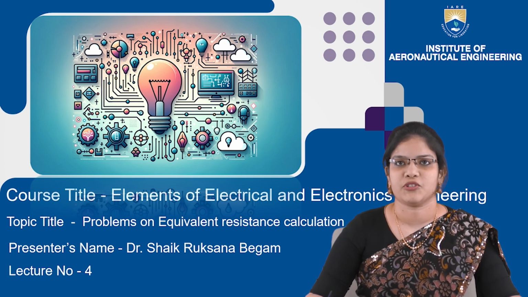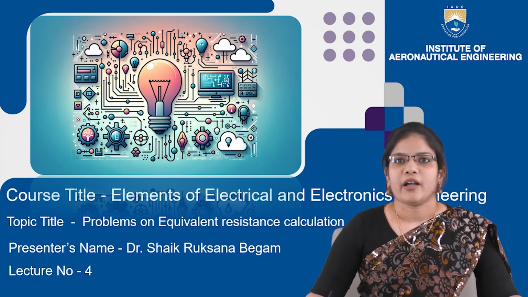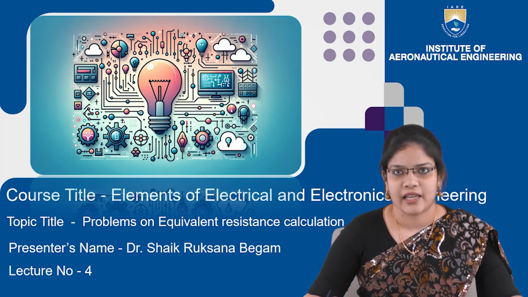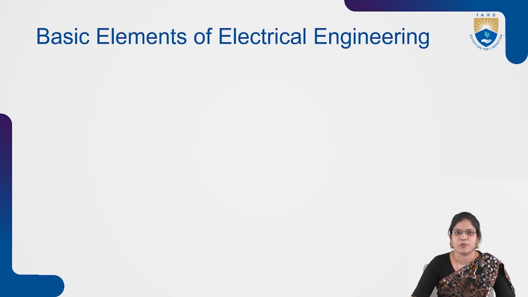Today I am here to deliver a lecture on problems on equivalent resistance calculation. Before solving the problems, first we have to know what we have discussed in the previous lecture. Firstly, we discussed how to calculate the equivalent resistance. Basically, equivalent resistance is calculated to reduce the network. If it is a complex network, it will be reduced by calculating the equivalent resistance.